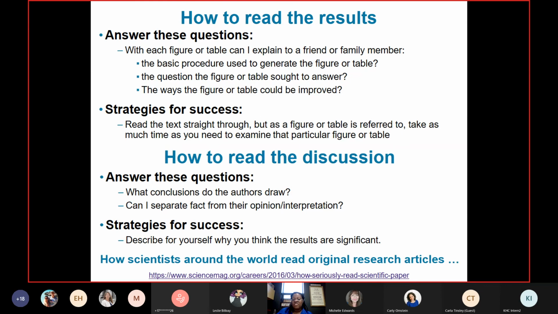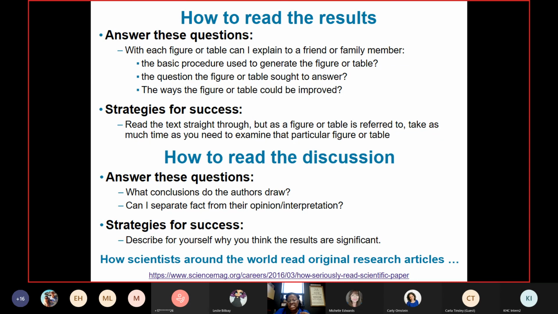With every figure or table that's there, can you explain to a family member or a friend the basic procedure that was used to make that figure or table? The question the figure or table was trying to answer, right? So do you realize what the point of generating this figure was? What were the authors trying to communicate to the reader? And then the ways that the figure or table could be improved. A lot of times a figure or table can be confusing, and so what you can do is take a piece of paper and jot down an image that would fix it. That can help you better understand the paper.